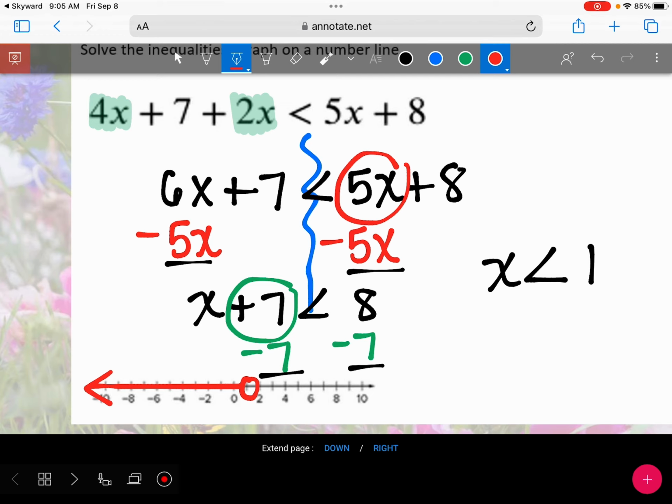So today we're going to talk about a different type of equation, an absolute value equation. So take out your notes.